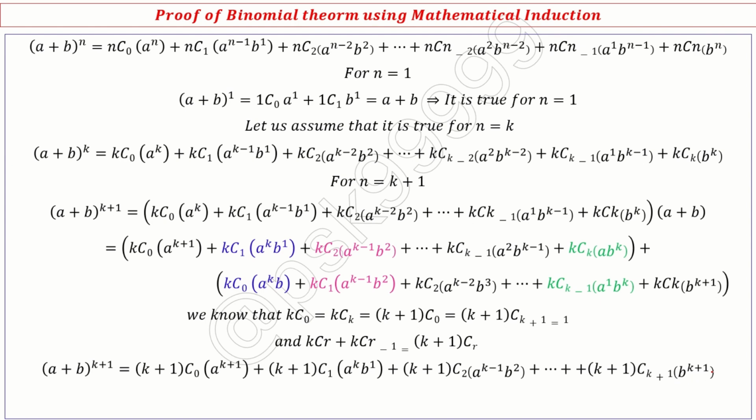So with this, what I'm trying to tell is, if I assume that this formula is correct for n equal to k, I am proving that it is true for n equal to k plus 1 also. Okay. And I proved it for n equal to 1. This holds good. So I am proving it for n equal to 2.